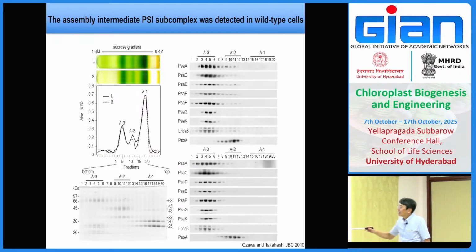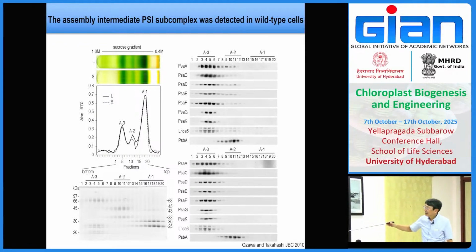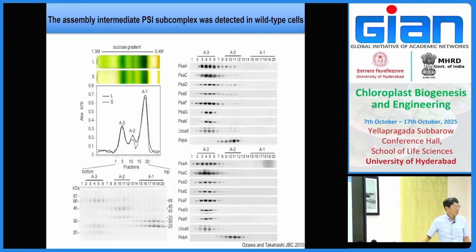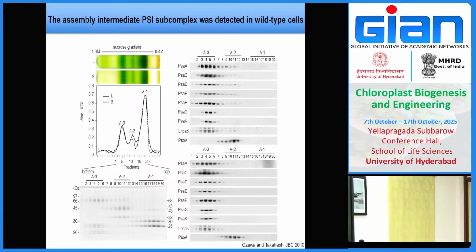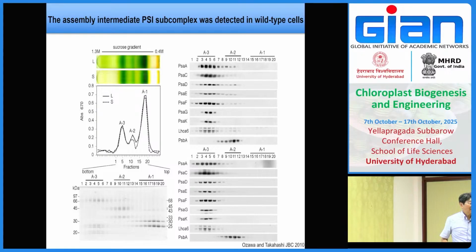But if you look at the separation pattern from cells in the stationary phase, we didn't detect any minor PS1 here. So this suggests that this could be present only in cells that actively synthesize the photosynthesis apparatus. So suggesting that this could be an assembly intermediate. Usually we don't detect it because the assembly process proceeds very rapidly.